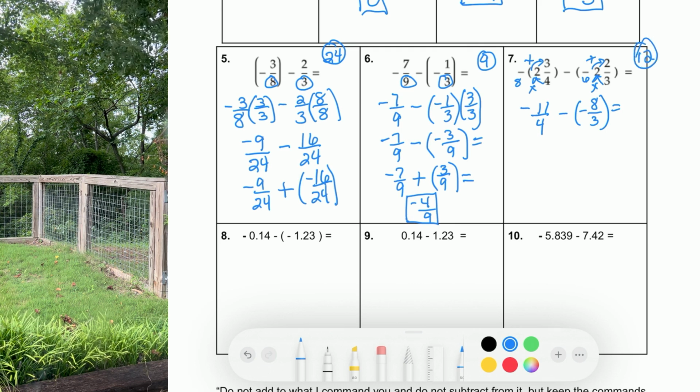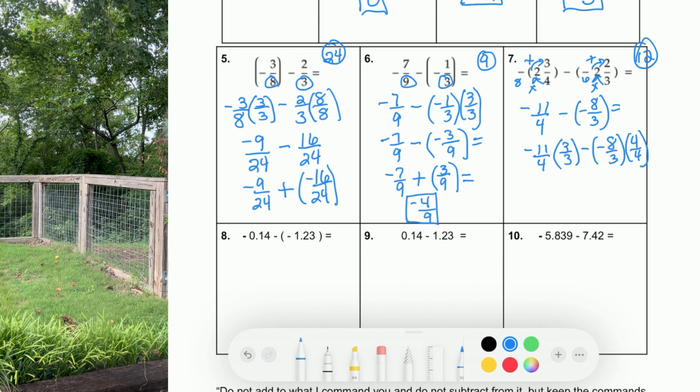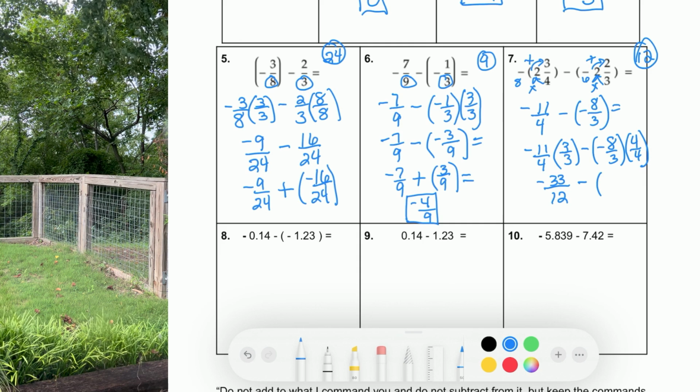I'm going to use 12 as our common denominator. So negative 11 over 4 times 3 over 3 minus negative 8 over 3 times 4 over 4. All right, so negative 11 times 3 is negative 33 over 12. And then I have negative 8 times 4, which is negative 32 over 12.